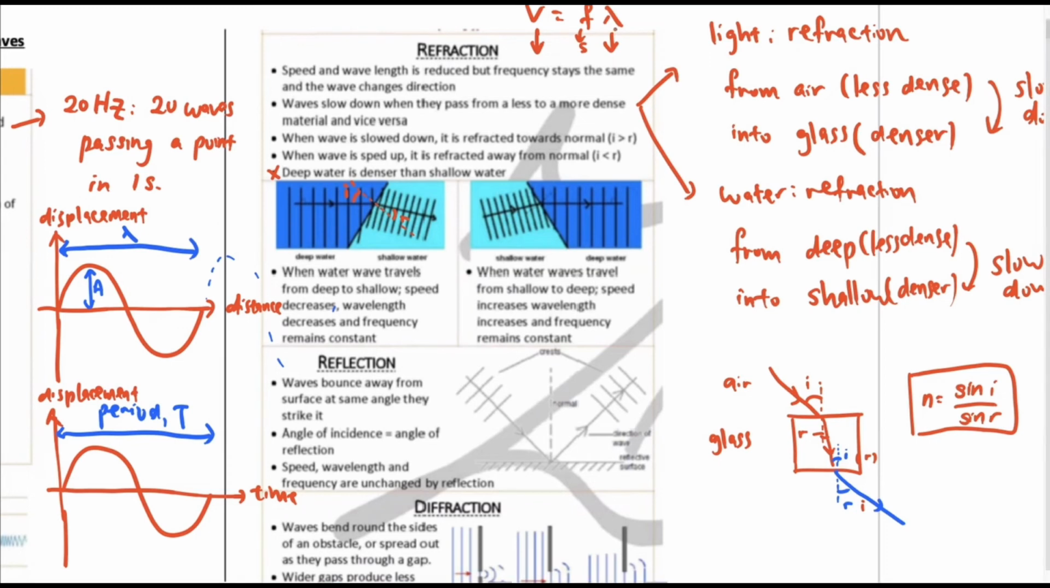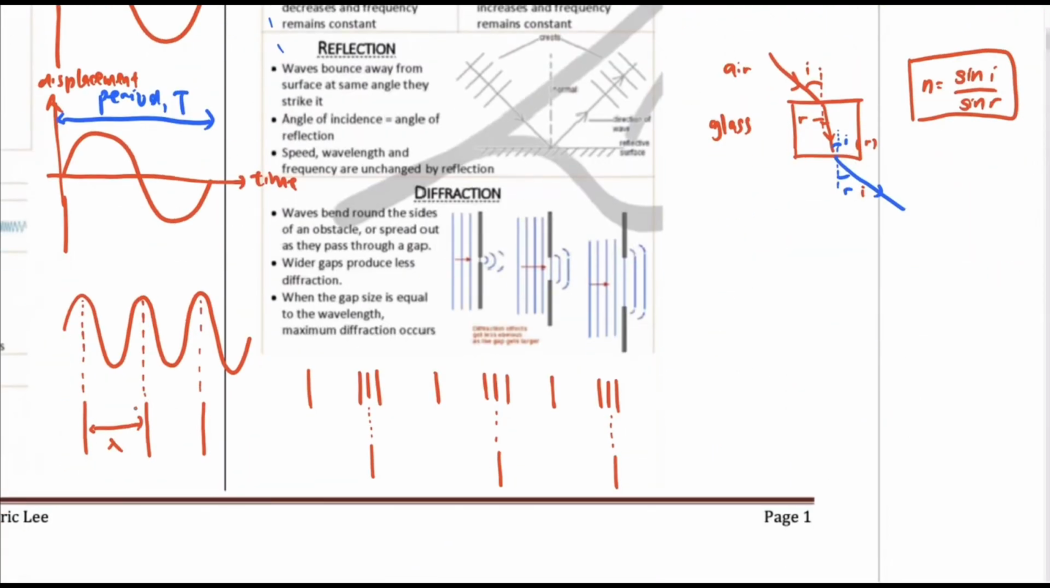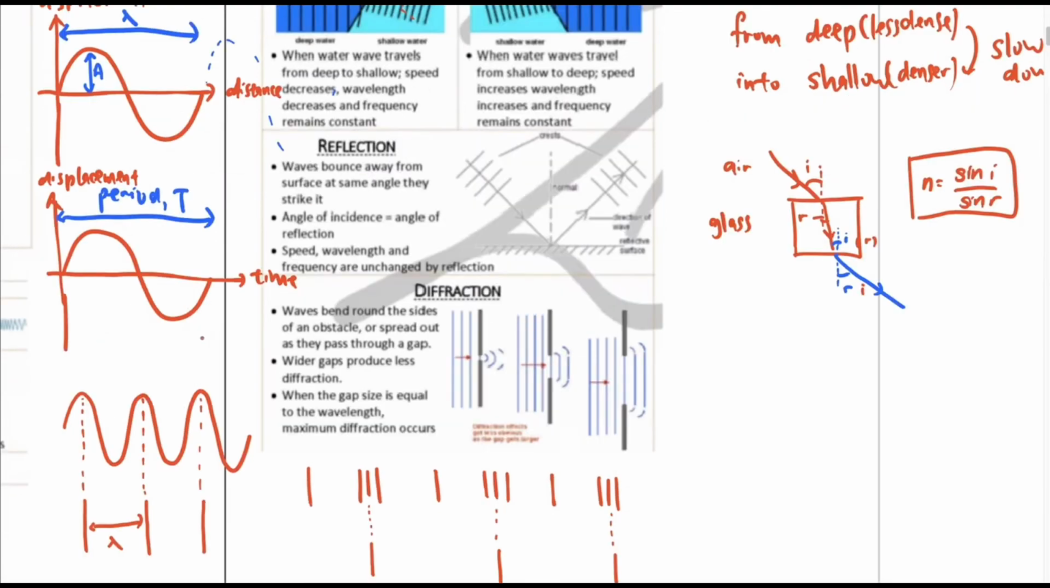Okay, let's talk about wavelength and speed. Wavelength, you can see it in this way. You see these are the wavefronts. The vertical lines here are the wavefronts. And we say that between one wavefront to another wavefront, that is the wavelength. And now they say wavelength decreases.